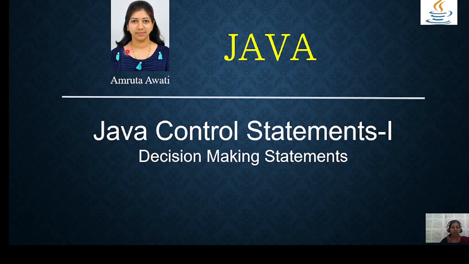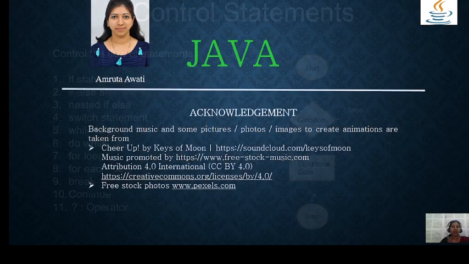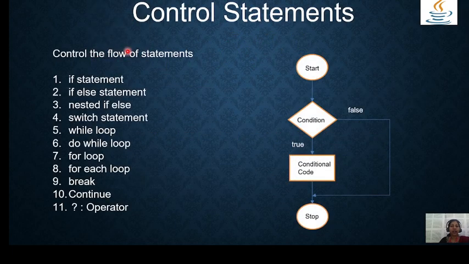In this Part 1 session, we are covering decision making statements. In Java, there are different control statements available: decision making statements, loop statements, and break, continue, and the ternary operators. In this topic, we are considering decision making.